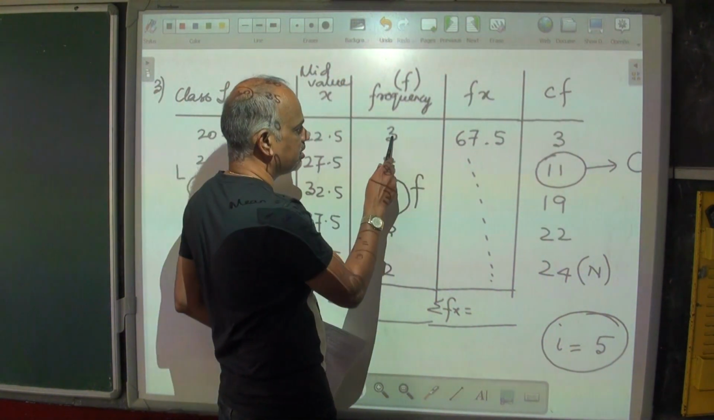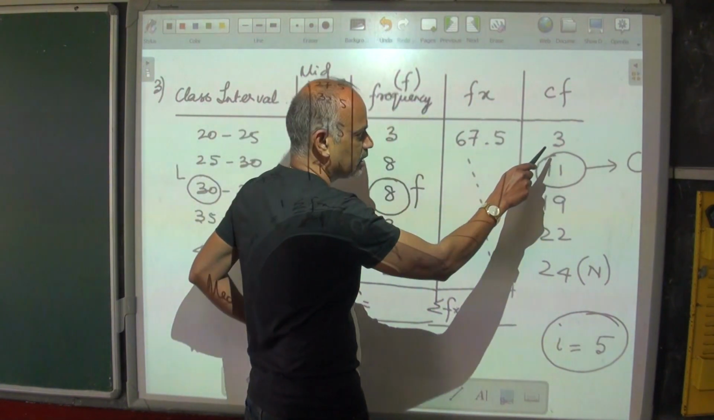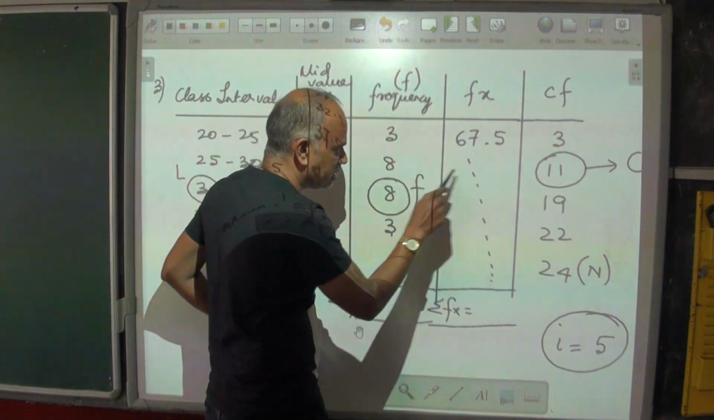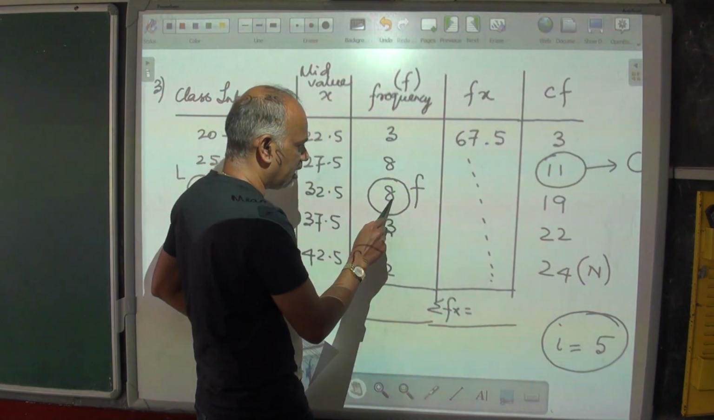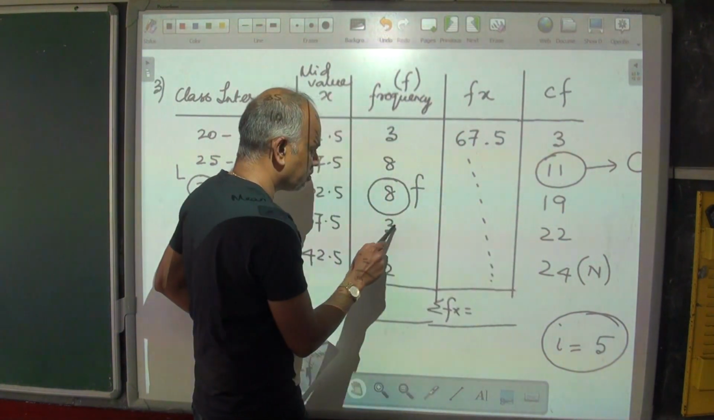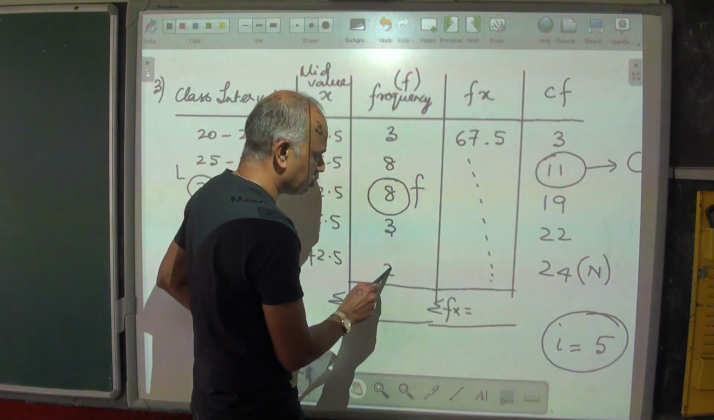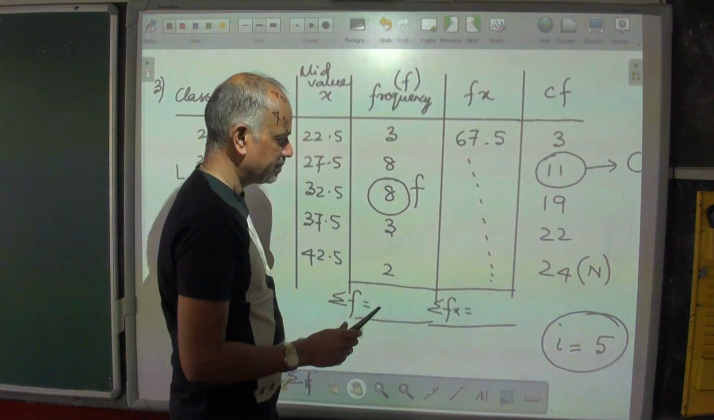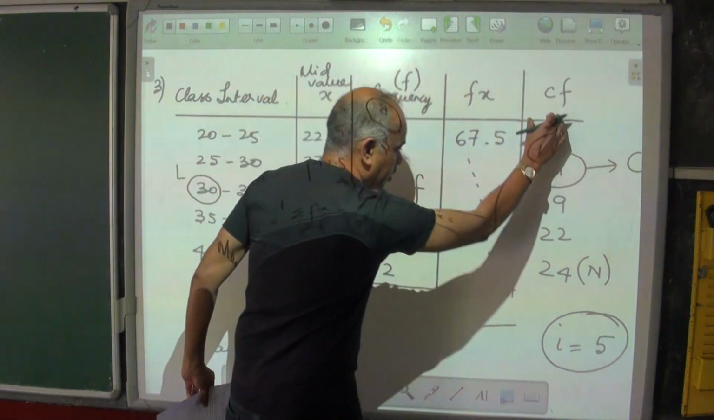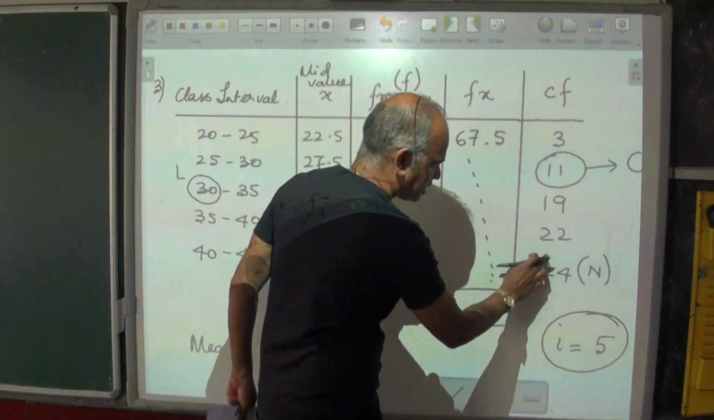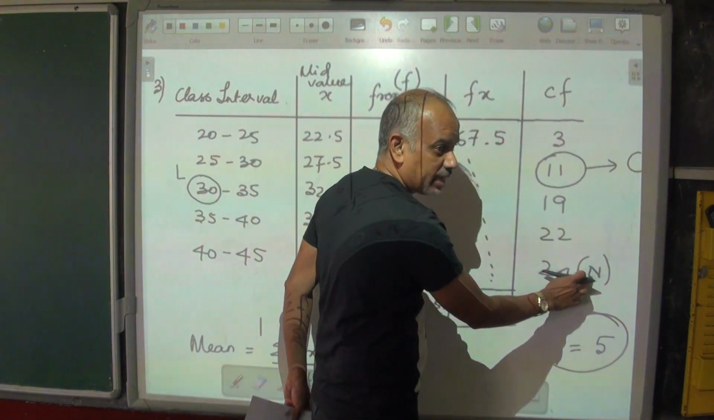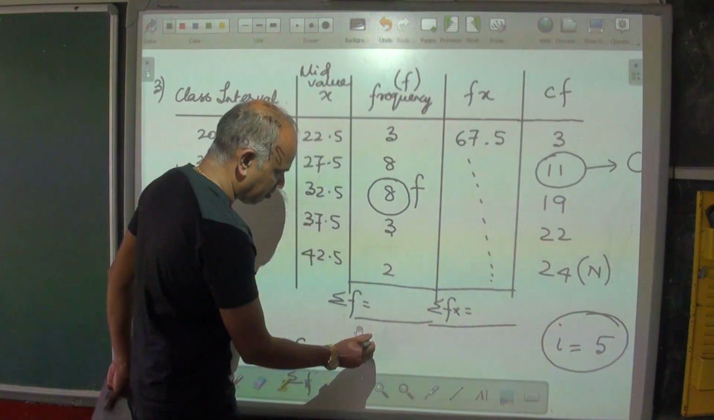The first frequency here is 3, so the same 3. 3 plus 8 gives you 11. 11 plus 8 gives you 19. 19 plus 3 gives you 22. 22 plus 2 gives you 24. So these are your cumulative frequency values, and the last value that you get is called n. That's the sum of all the frequencies.